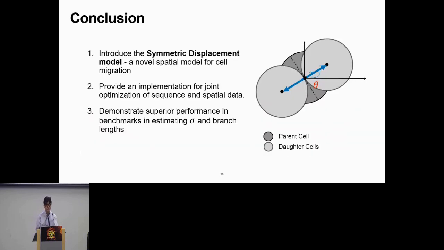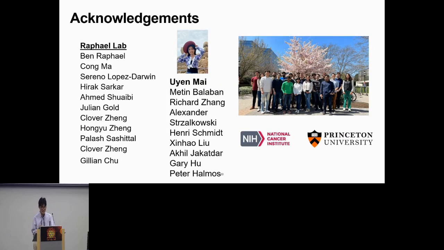So in conclusion, we introduced this symmetric displacement model, a novel spatial model for cell migration. We provide an implementation for joint optimization for sequence and spatial data. And we demonstrate superior performance in benchmarks for estimating our two quantities of interest, these branch lengths and the sigma parameter. So I'll just conclude with some acknowledgements.